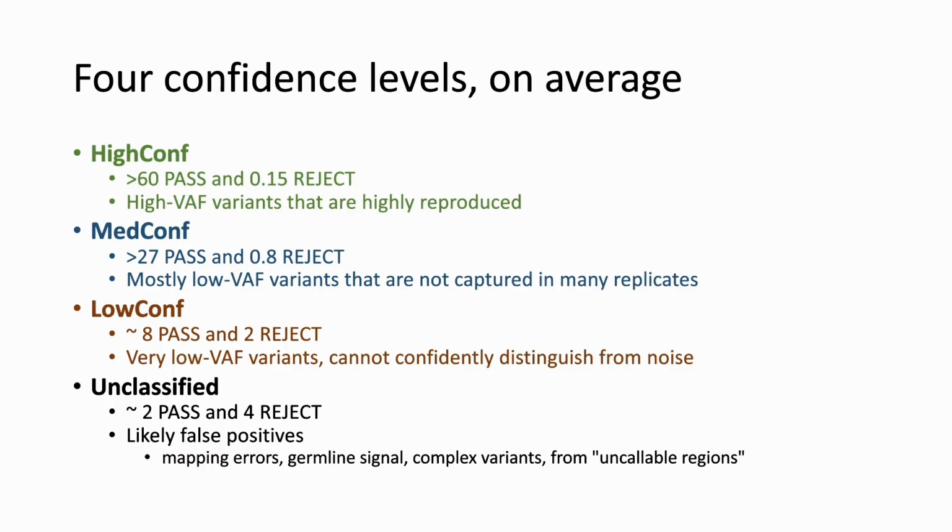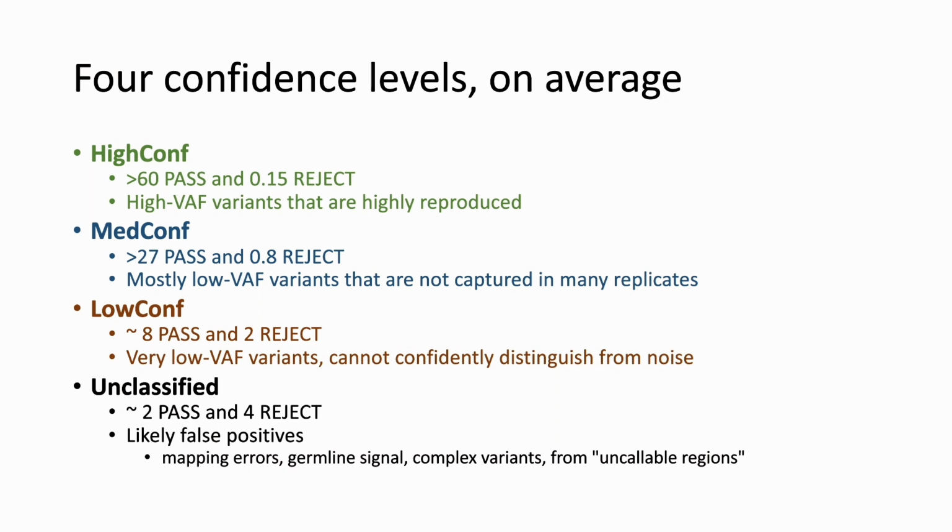This shows the reproducibility characteristics of the 4 confidence labels. For HighConf calls, on average, there are more than 60 pass calls and fewer than 1 reject call. Those tend to be high VAF variants that are almost universally reproduced.